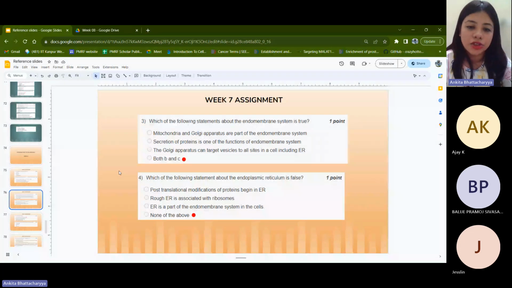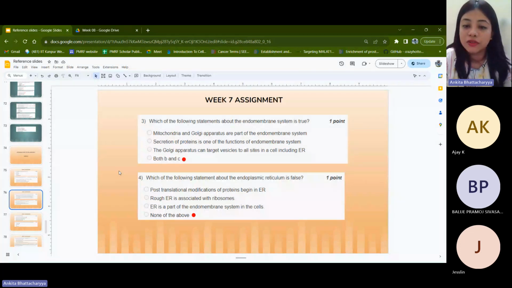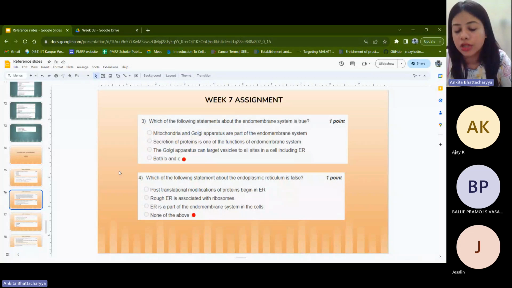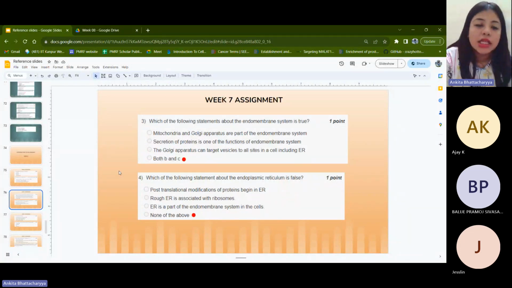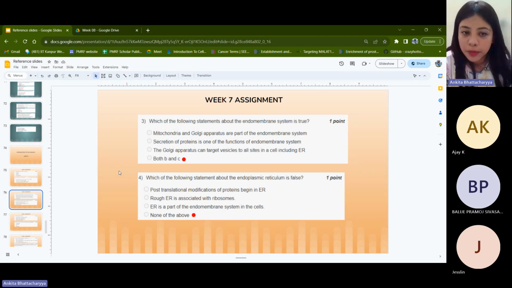Second is that the secretion of proteins is one of the major functions of the endomembrane system. This is in fact true, and this is something we have discussed as well: secretory proteins need to undergo this processing, and they need to go through the processing through the plasma membrane, and only then can they be sent outside. So it is a part of the endomembrane system and the proper organization and functioning of this system as well. Then in option C, we are asked that the Golgi apparatus can target vesicles to all sites in a cell, including the endoplasmic reticulum. It in fact can.